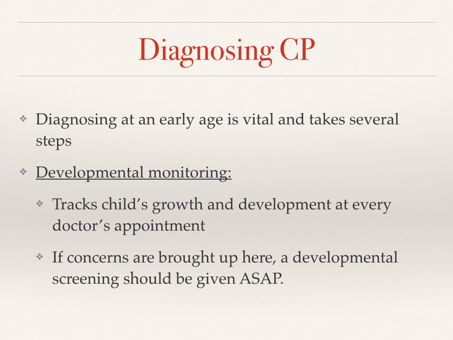Diagnosing CP at an early age is vital, and it takes several steps, which I'm going to list in the next few slides. The first step is developmental monitoring, which you really do in any birth after a baby is born. It tracks the child's growth and development at every doctor's appointment. They do this by asking parents if they have any concerns and watching how the kid moves, etc. If concerns are brought up here, a developmental screening should be given as soon as possible.